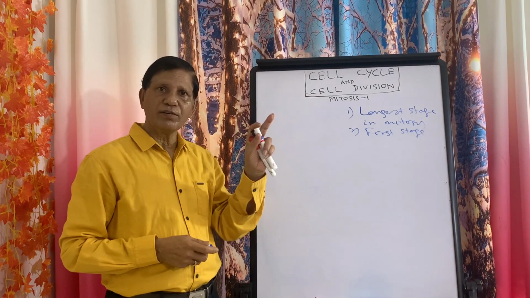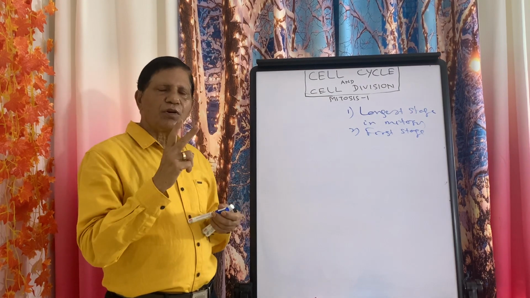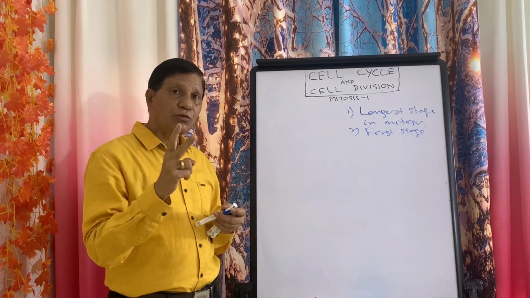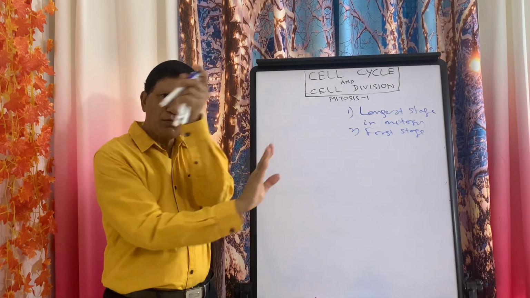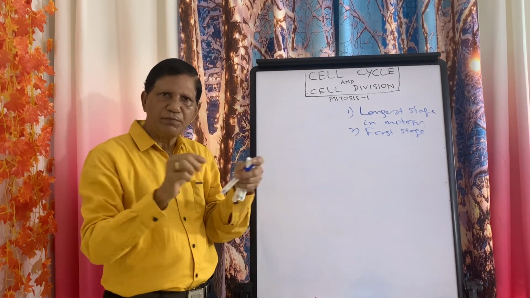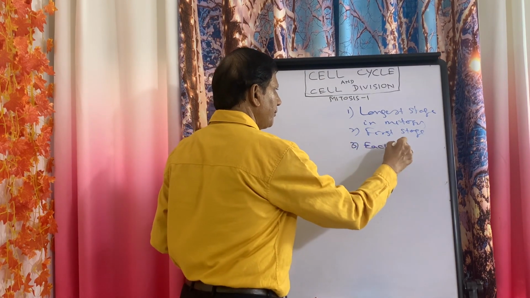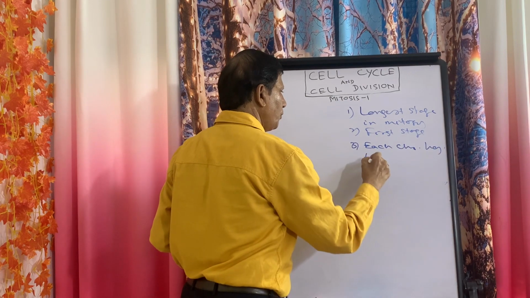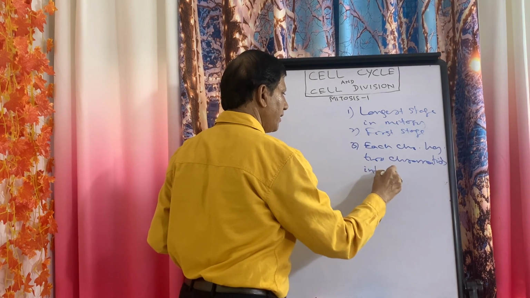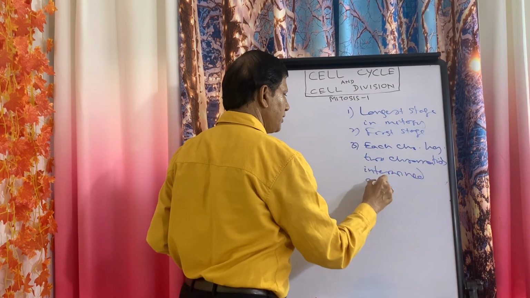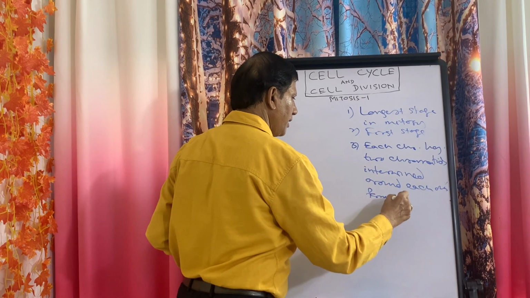The chromosomes are very long, thin and uncoiled. So now what will happen? Each chromosome is still long, but each chromosome has two chromatids. And these two chromatids are intertwined around each other, forming different types of major and minor coils. So the next point you can write: each chromosome has two chromatids intertwined around each other, forming coils.